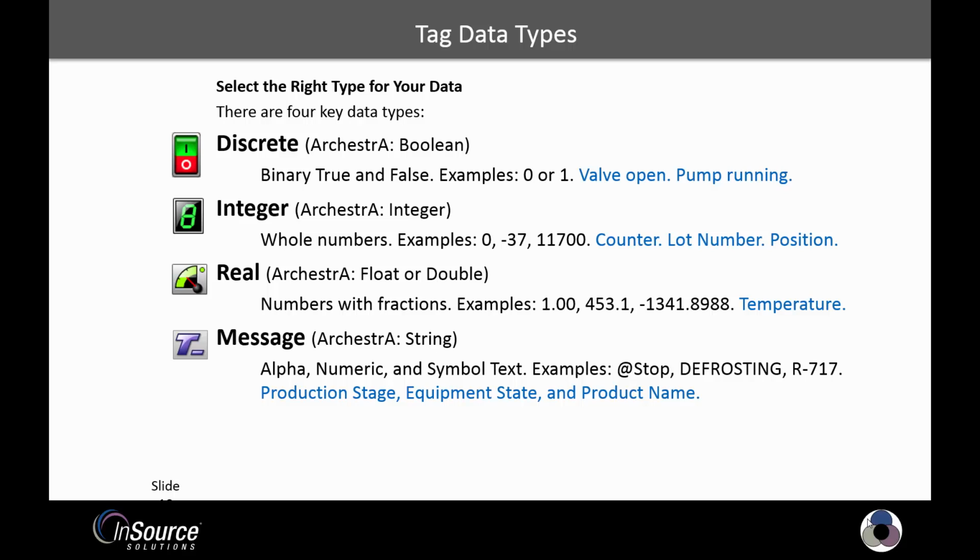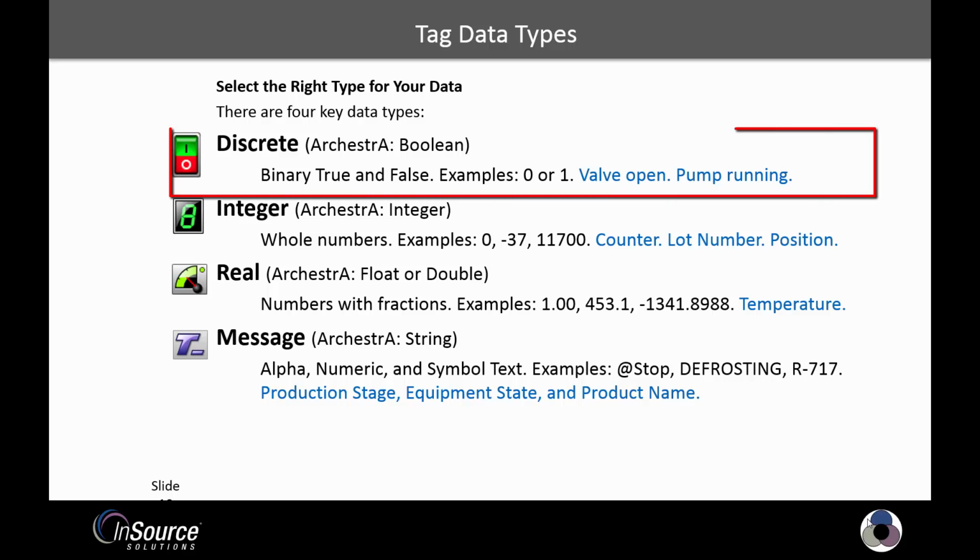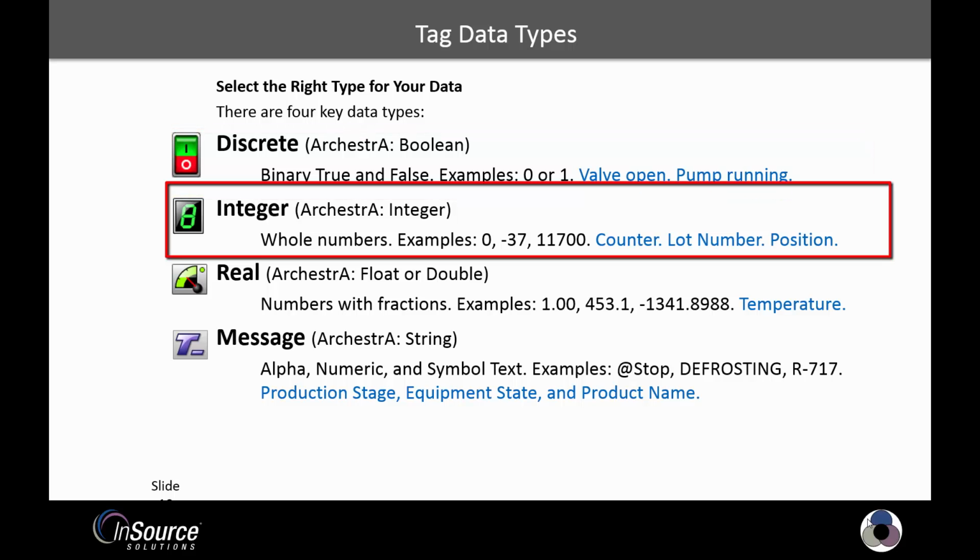The first data type is called discrete. Some others may call it Boolean, but it represents a 2-state process. Either something is true, something is false, value is 0, value is 1. So it could represent a valve being open, a pump running. An integer represents a whole number. We see this for counters, lot numbers, and positions.